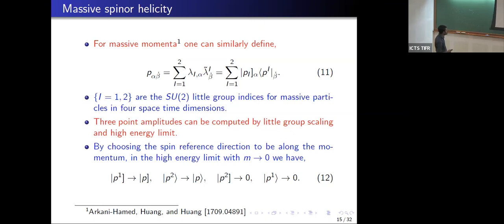So this square bracket with index 1 goes to square bracket P in the massless limit, and similarly angle bracket with index 2 goes to angle bracket P, and the others go to 0.